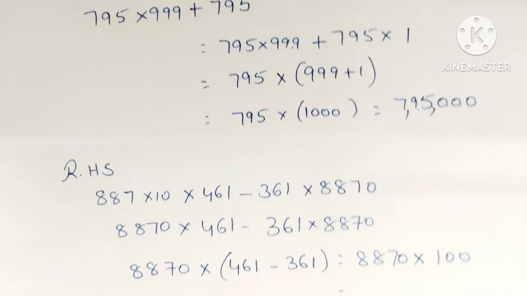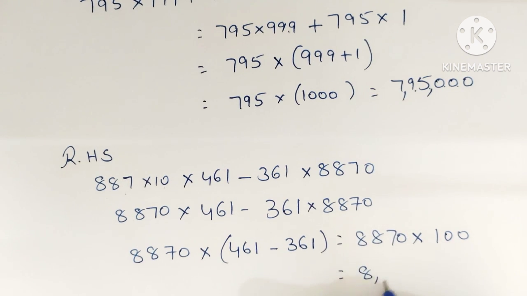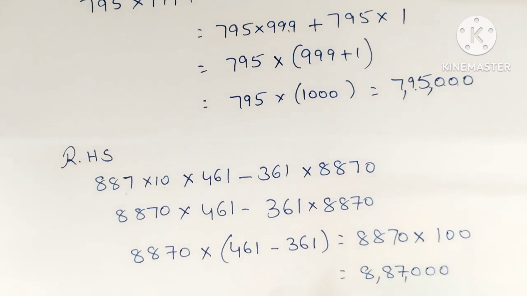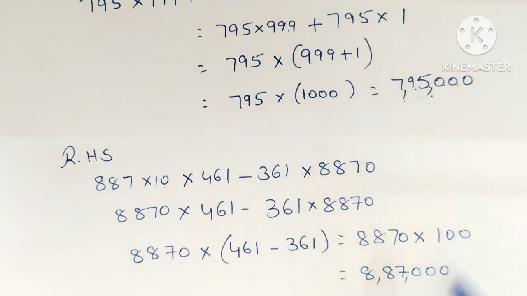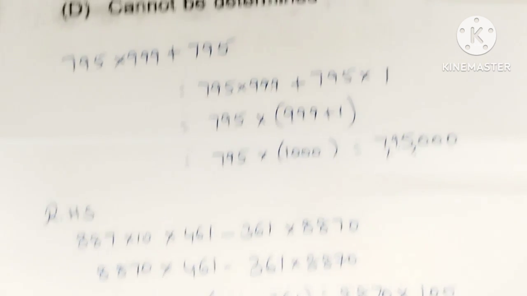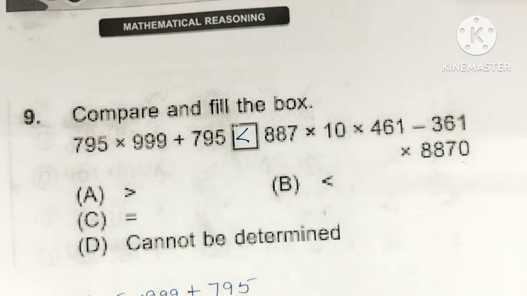So which is 8,87,000. In LHS we get 7,95,000 and RHS 8,87,000. So LHS is less than RHS. Now put the symbol less than. Option B is the correct one.